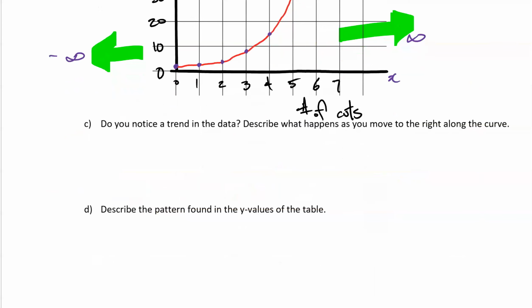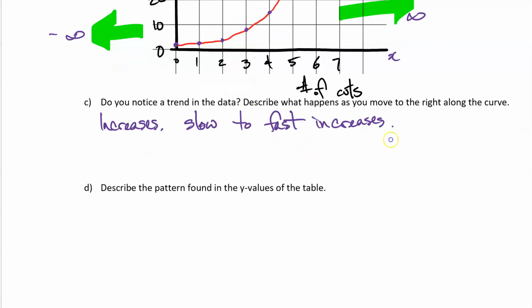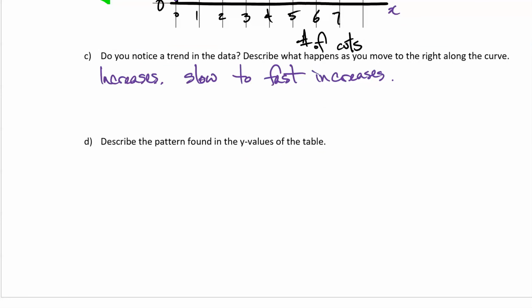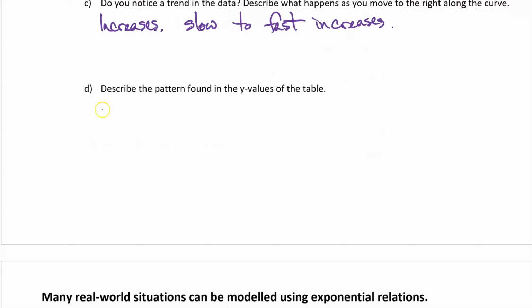All right, do you notice any trend in the data? Yep. We can say it increases. And it's slow at first, then increases quick. From slow to fast increases. Okay. Determine the pattern found in the y values of the table. Well, the y values are doubling. Okay, they just keep on doubling, literally.